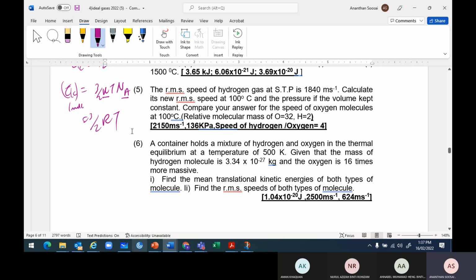5. This links to the new formula, PV equals 1/3 NMc squared, which is used to develop 3/2 kT. So the RMS speed of hydrogen gas at STP is 1840. Calculate the new RMS speed at 100 degrees Celsius. The pressure and volume are kept constant.